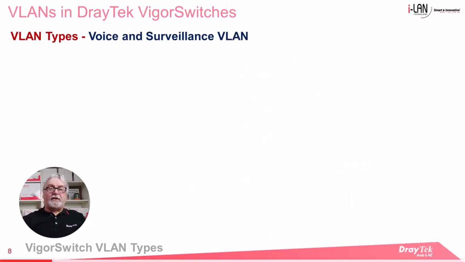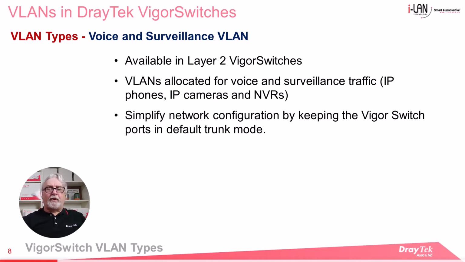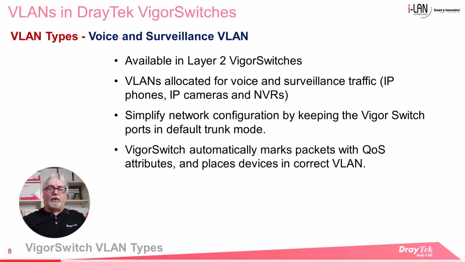Another VLAN type in DrayTek VigorSwitches is the voice and surveillance VLAN, which is available in Layer 2 VigorSwitches. These are VLANs that are specifically allocated for voice and surveillance traffic, which includes IP phones, IP cameras, and NVRs. Using these VLANs helps to simplify the network configuration by keeping the VigorSwitch ports in default trunk mode. Devices can be plugged into these ports with minimal configuration required in the switch. The VigorSwitch will automatically mark packets with QoS attributes and place devices in the correct VLAN. This helps to isolate VoIP and surveillance traffic from general data traffic, thereby improving data security.